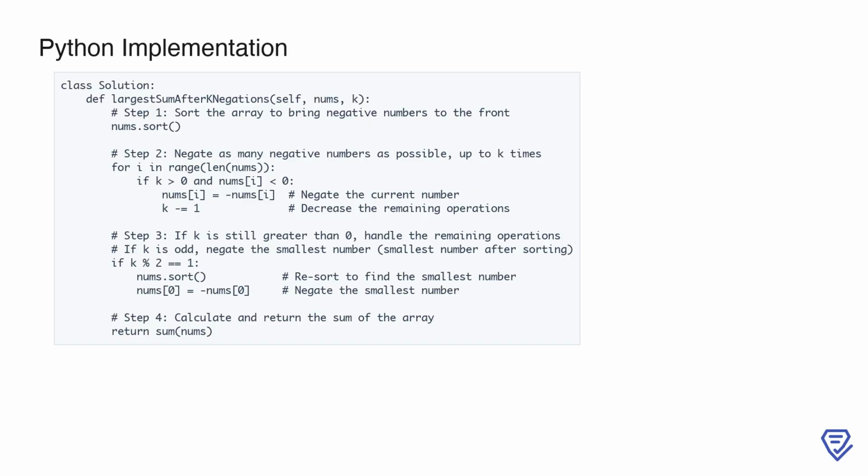After processing all negative numbers, there may still be remaining negations if k is greater than 0. If k is odd, we negate the smallest number in the array. To find the smallest number efficiently, we re-sort the array and negate the first element. If k is even, no additional operations are needed because negating twice results in no change. Finally, we calculate and return the sum of the modified array.